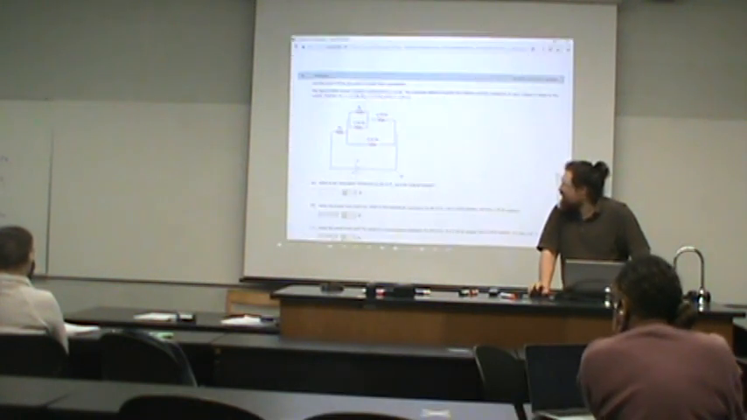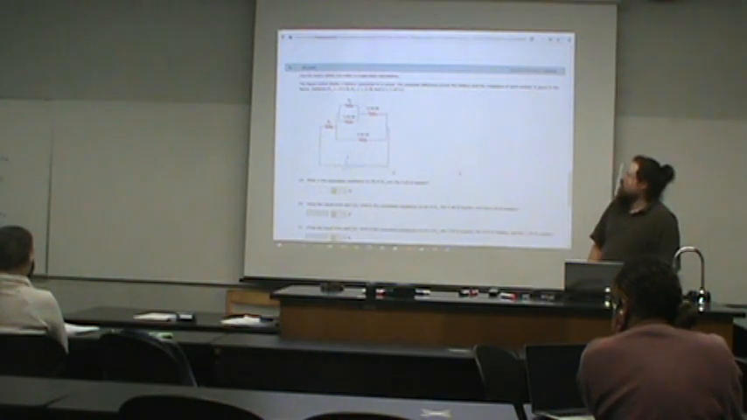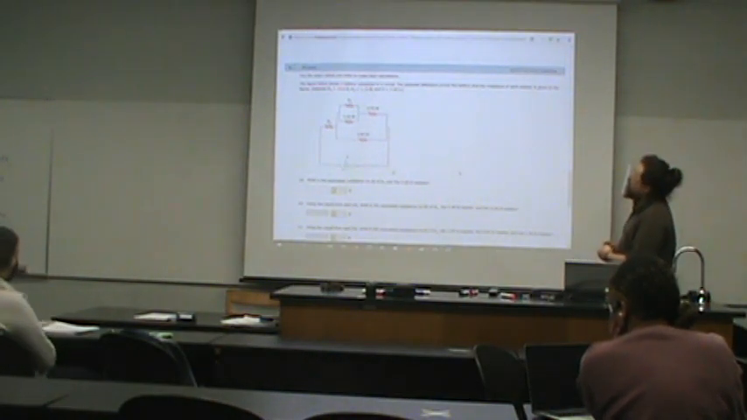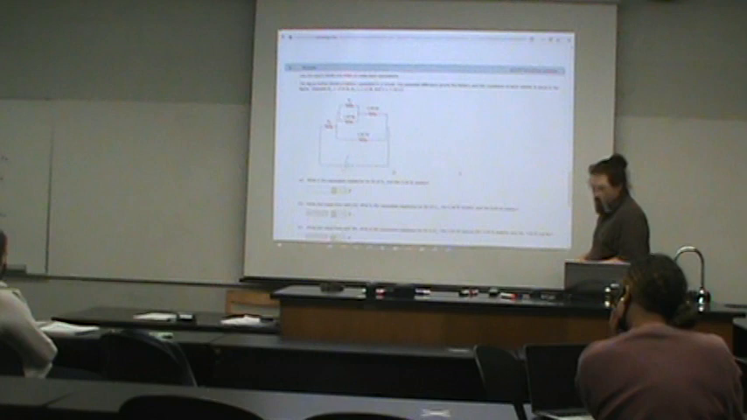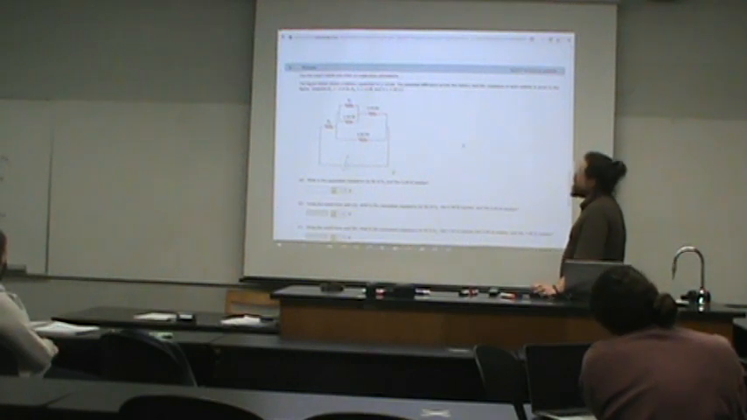8, that's the combo circuit, correct? Longer than I thought it was. I was thinking of 7. Okay. So, part 8 is a combo circuit.